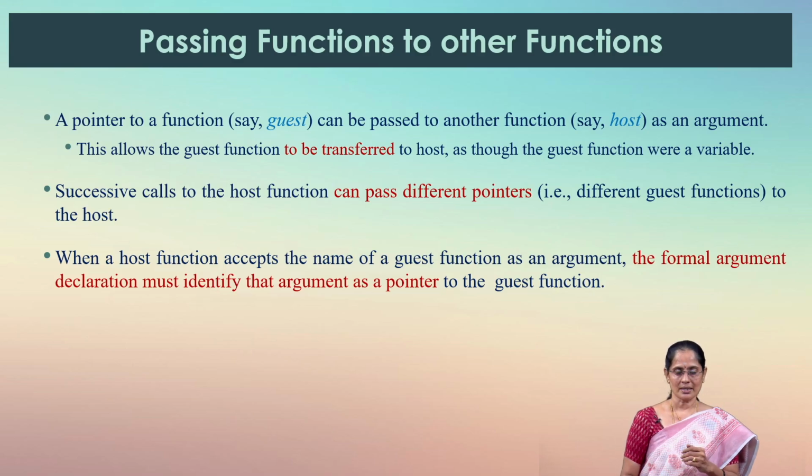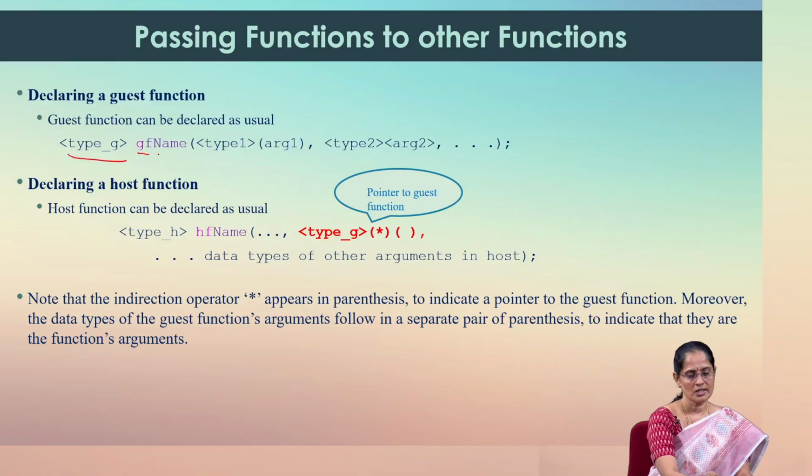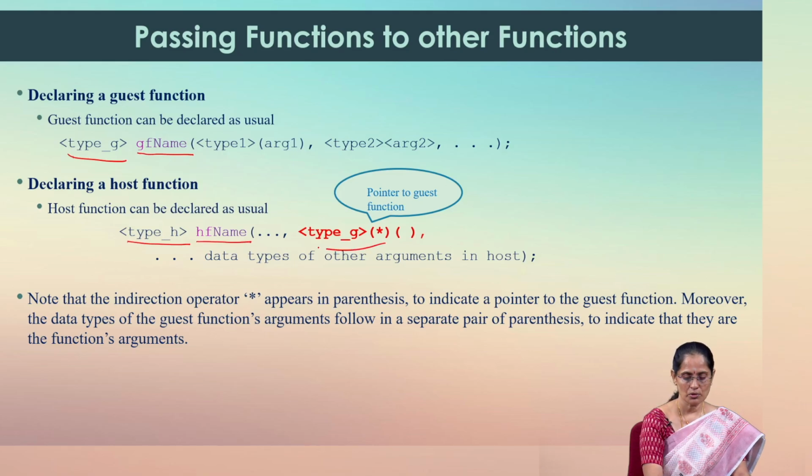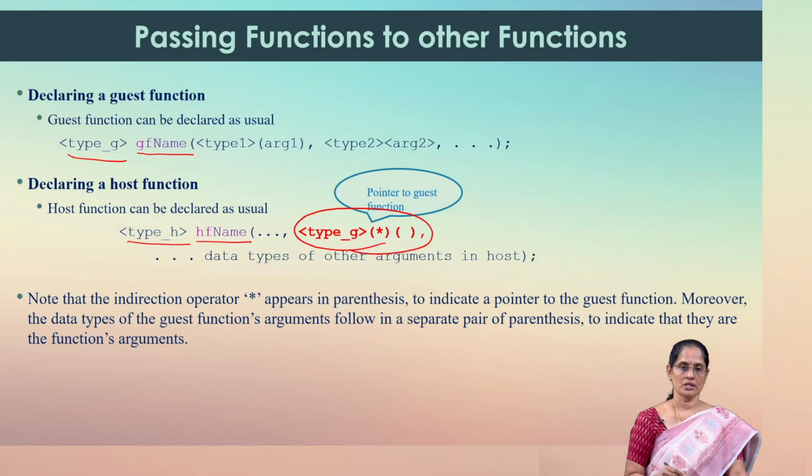When a host function accepts the name of the guest function as an argument, the formal argument declaration must identify that argument as a pointer to the guest function. So, this is the example we can see for passing functions to other functions. Here we are defining the guest function with the data type and the guest function name with its argument list. We can also define the host function the same way, with the data type and host function name, but here there is a difference: we are supposed to define a pointer to the guest function. So, this is a pointer to the guest function we are defining.